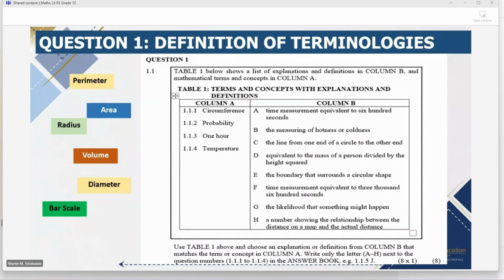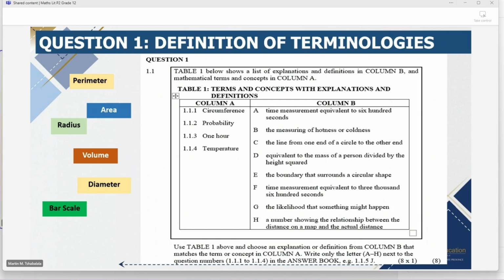So on Tuesday, they can ask you circumference, probability, temperature, and give you the definitions, but the definitions are mixed together. So you need to know which one goes with what. Circumference, it goes with what? Probability. For an example, the likelihood that something might happen, probability can go with that. I'm just making an example.